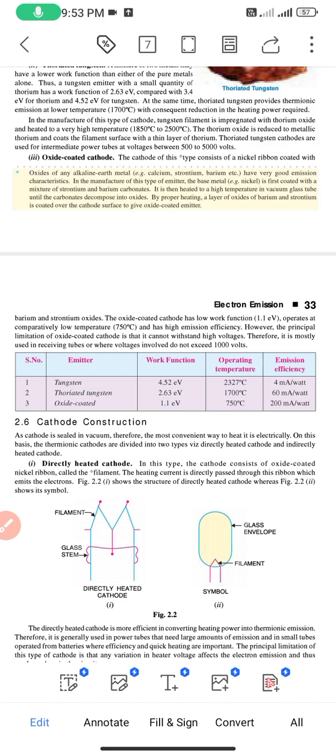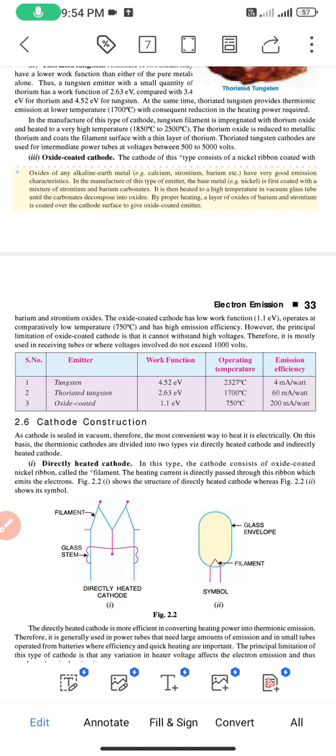The oxide-coated cathode has low work function, 1.1 electron volt, operates at comparatively low temperature 750 degrees Celsius and has high emission efficiency. However, the principal limitation of oxide-coated cathode is that it cannot withstand high voltages. Therefore, it is mostly used in receiving tubes or where voltages involved do not exceed 1000 volts.